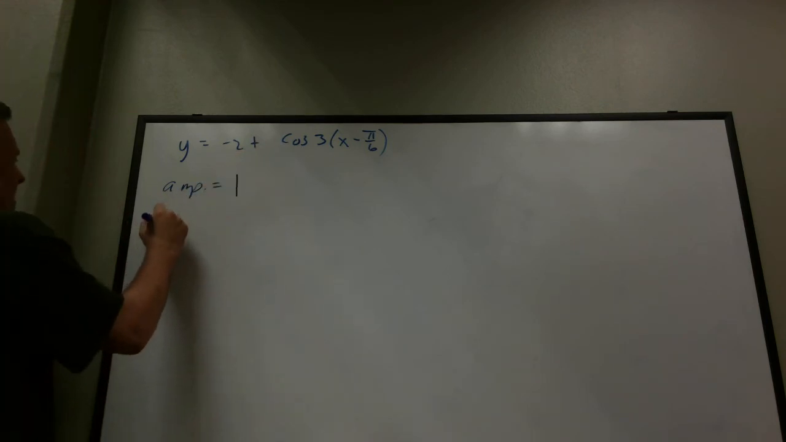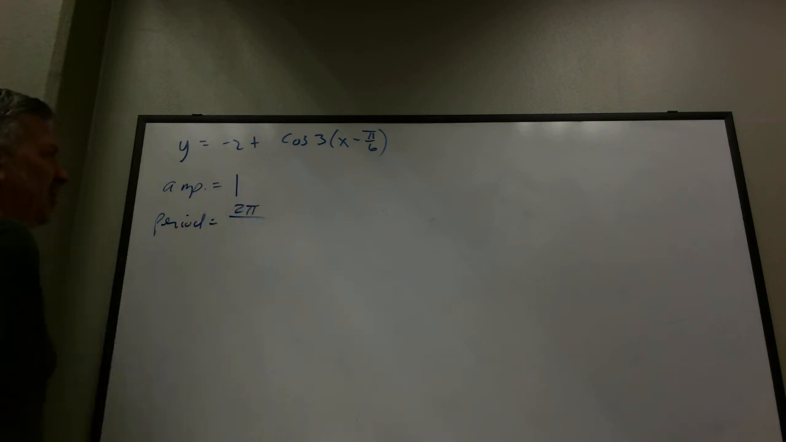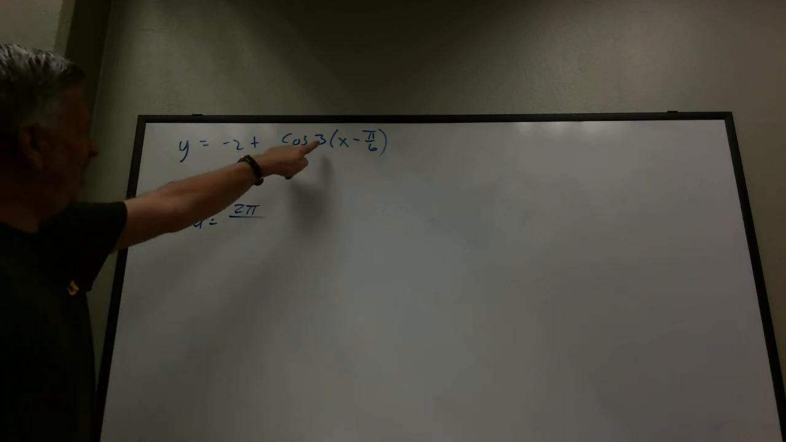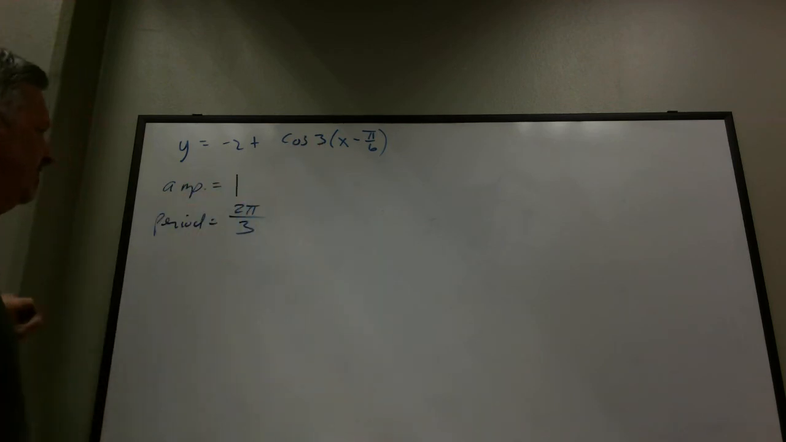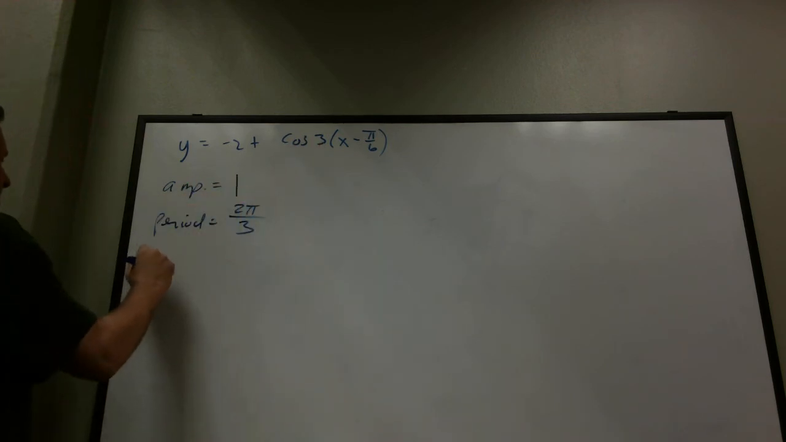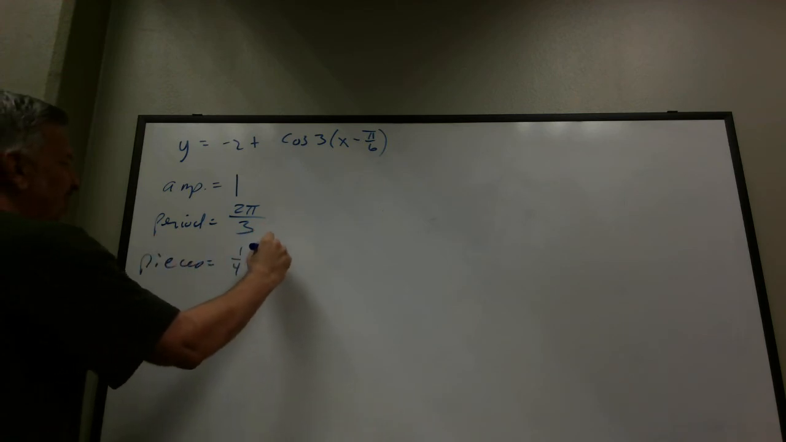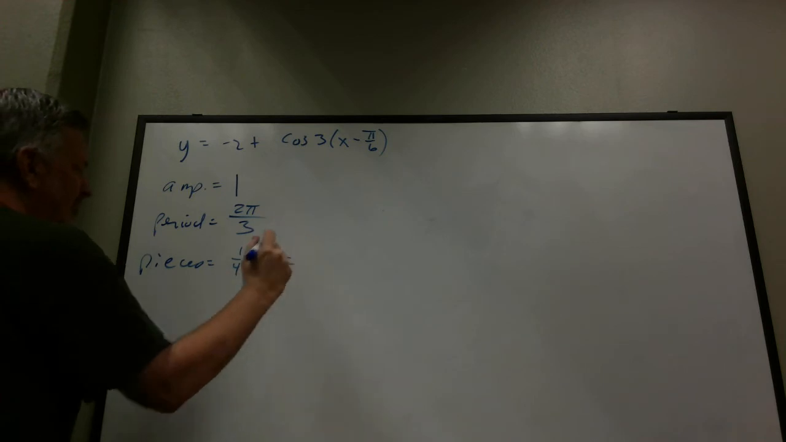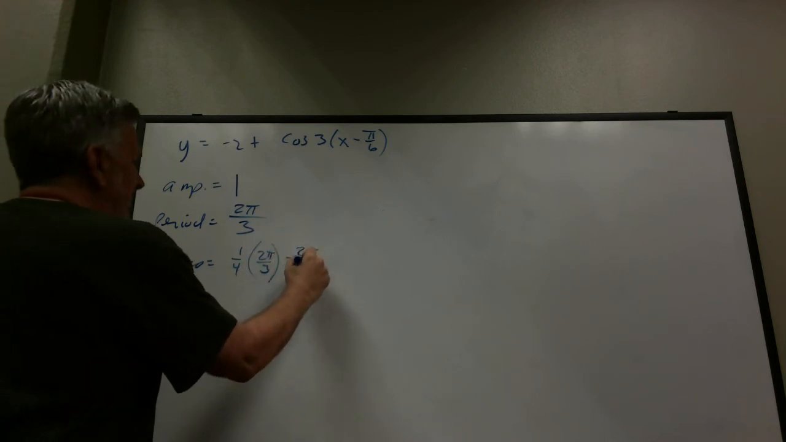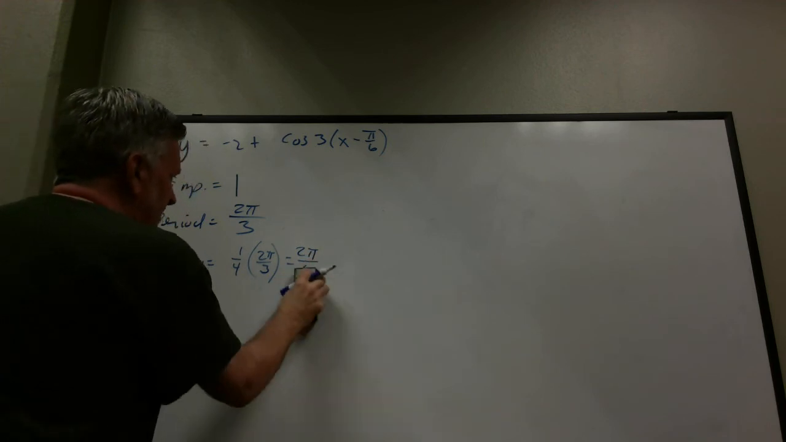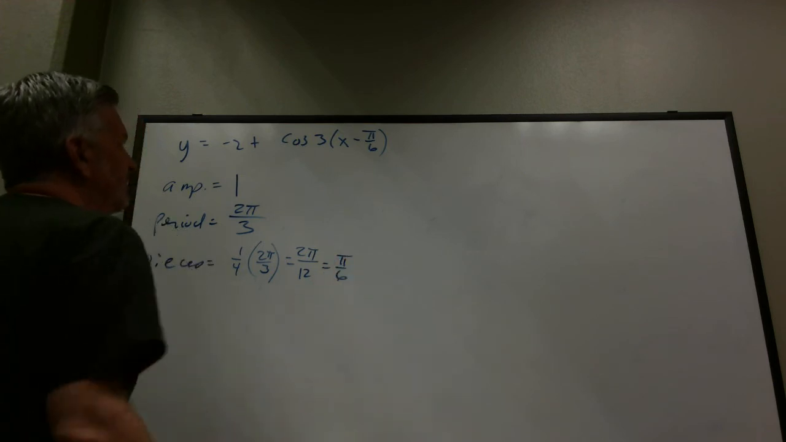Okay, so let's identify the period. It's 2 pi, the original period of cosine x, divided by the coefficient of x here, which is 3. 2 pi over 3. Now, what about the pieces? For the pieces, you take 1/4 times the period. And a fourth of the period, that's 2 pi over 12, or pi over 6.